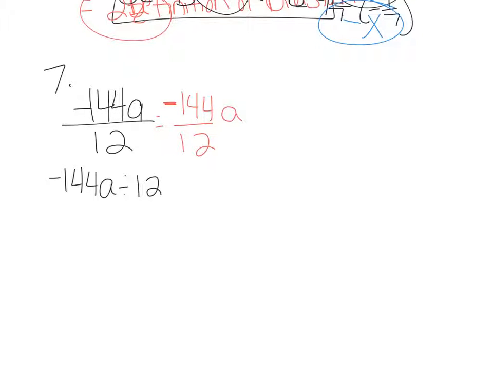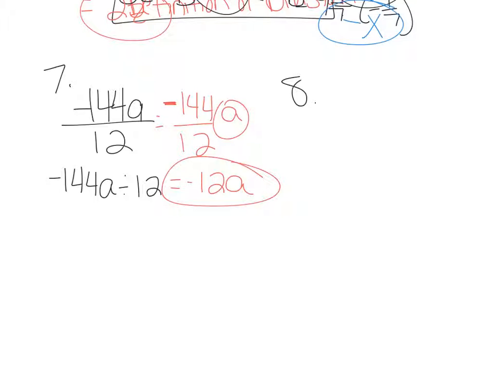Well now I have a negative 144 over 12, which is negative 144 divided by 12, which I can do. 144 divided by 12, and I have a negative divided by a positive, which gives me a negative. And then don't forget about your variable. I have that a that's left in the numerator, so I would just have a negative 12a. Don't make those ones more complicated than they are.